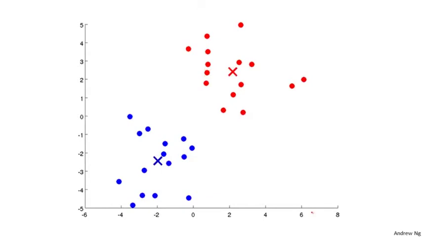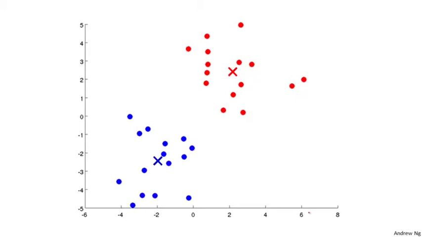And we're done. In fact, if you keep running additional iterations of k-means from here, the cluster centroids will not change any further, and the colors of the points will not change any further. And so at this point, k-means has converged, and it's done a pretty good job finding the two clusters in this data.